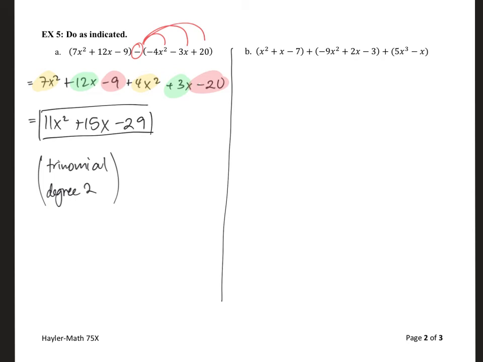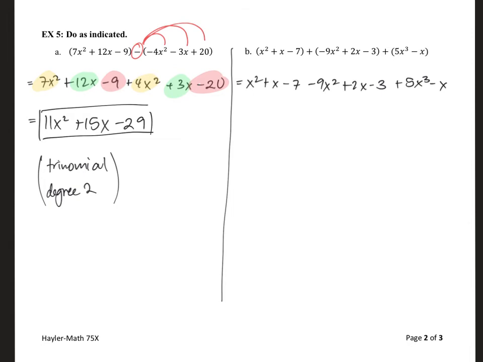The first one doesn't have anything to distribute, so I'll just drop those parentheses. The second one also, that's just a plus sign, so I'll go ahead and just drop their parentheses as well. And the last one also, no negative sign, so really I can just drop the parentheses on all of them.